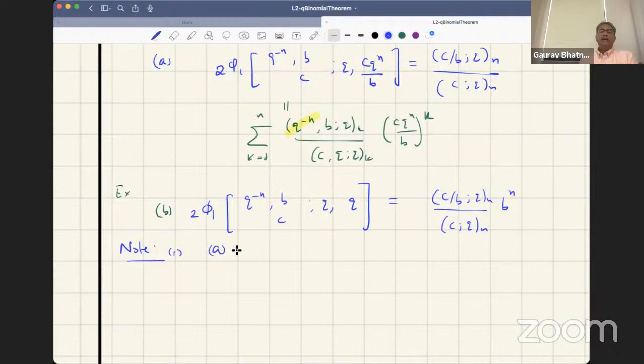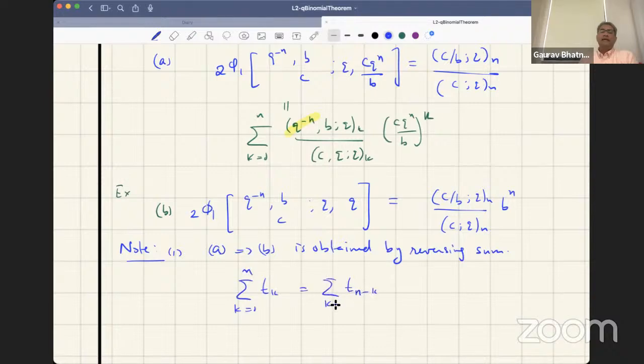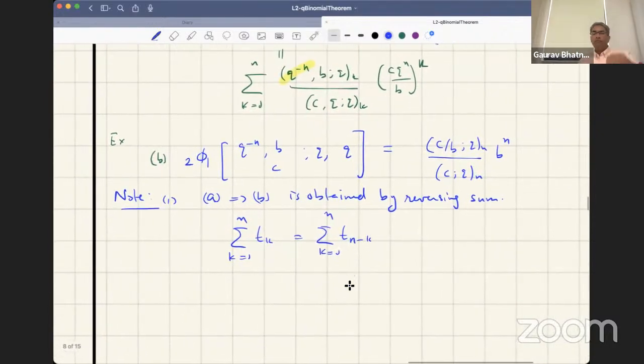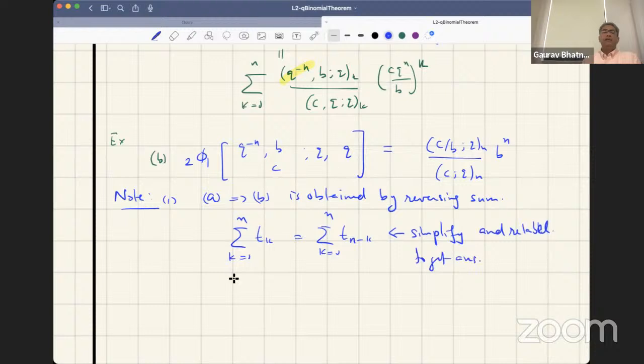So A implies B is obtained by reversing the sum, which means you'll write something like this as n minus k. So you write it from the other way around, right? So this is how you do it, and then you have to simplify, and you simplify this and relabel to get the answer, to get this identity. So that's how to do the exercise.